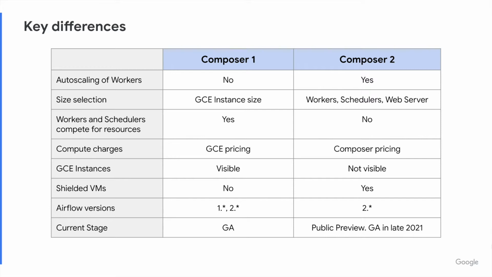Composer 2 differs from Composer 1 in many ways. First of all, the new version comes with autoscaling of workers. Composer applies size selections directly to workers, schedulers, and web server, unlike its predecessor that relied on GCE instance sizing. This change also eliminates the risk of workers and schedulers competing for capacity in a shared GCE instance. The new version of the product removes GCE charges and includes compute costs under the Cloud Composer pricing model.